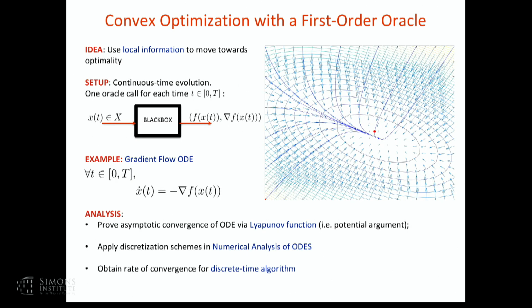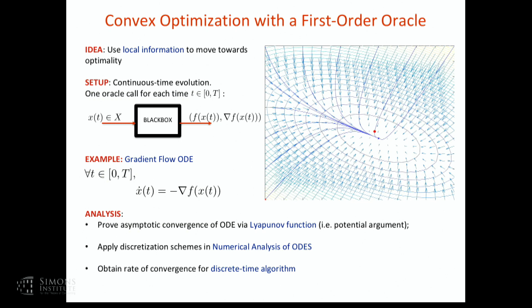So in continuous time, things look a bit different. Essentially, you can instantaneously query this box. And at every time t, you get the function value and a gradient. And then you can use these two values from the black box to define a dynamic. So you can write an ODE, an ordinary differential equation that involves these terms, and evolve your system in that way.